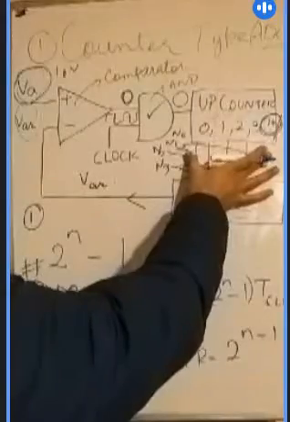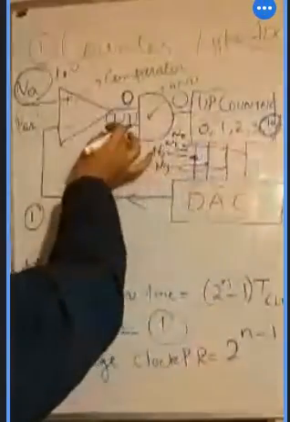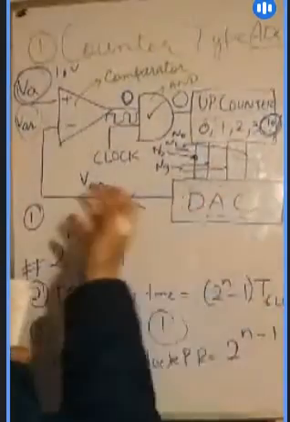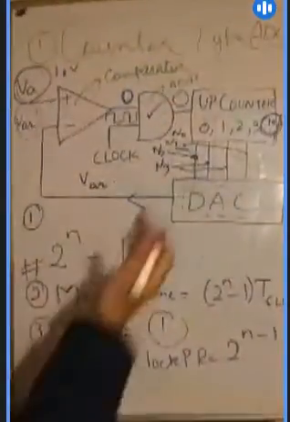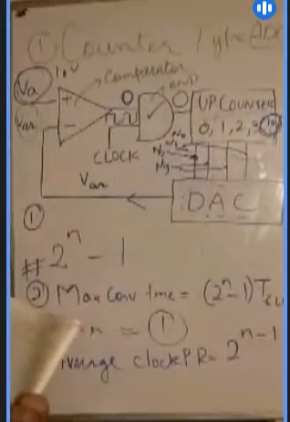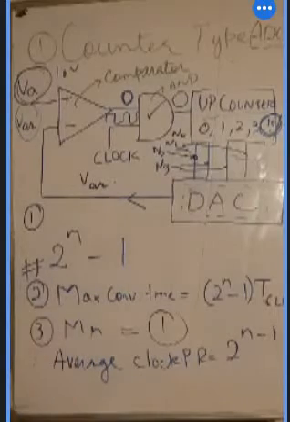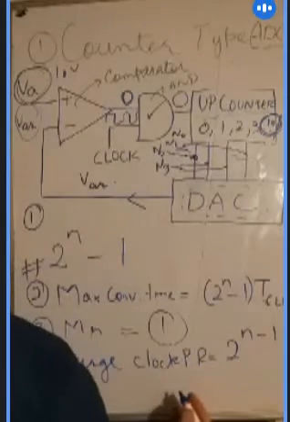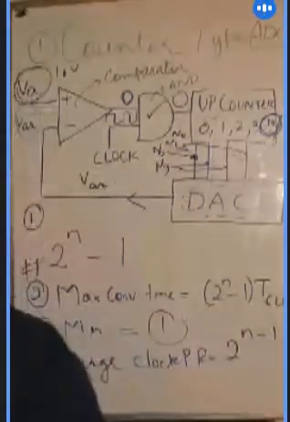Counter type ADC इसलिए इसको कहते हैं because इसमें हम क्लॉक पल्स को काउंट करते हैं और जो काउंट निकलता है वही आपकी एनालॉग जो इनपुट आपने दिया था उसका इक्विवेलेंट वही है, इसलिए इसको काउंटर टाइप ADC कहते हैं. Anyway, so the average clock pulses will be equal to 2 raised power n minus 1.